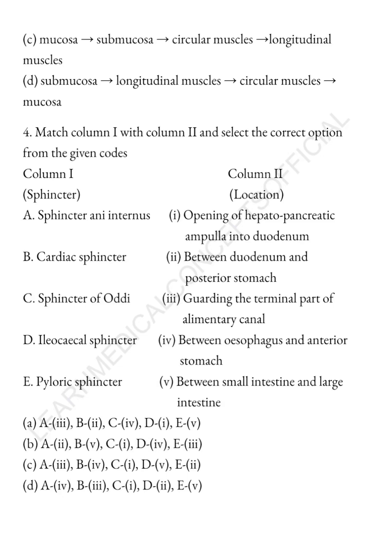Coming to the fourth question, match column 1 with column 2 and select the correct option from the given codes. Column 1 is sphincters, and column 2 is location. In A, sphincter ani internus, opening of hepatopancreatic ampulla into the duodenum, cardiac sphincter between duodenum and posterior stomach, sphincter of Oddi, the terminal part of alimentary canal, ileocecal sphincter between esophagus and anterior stomach, pyloric sphincter between small intestine and large intestine. Among the options, you have to select the one by matching column 1 with column 2. And your time starts now.